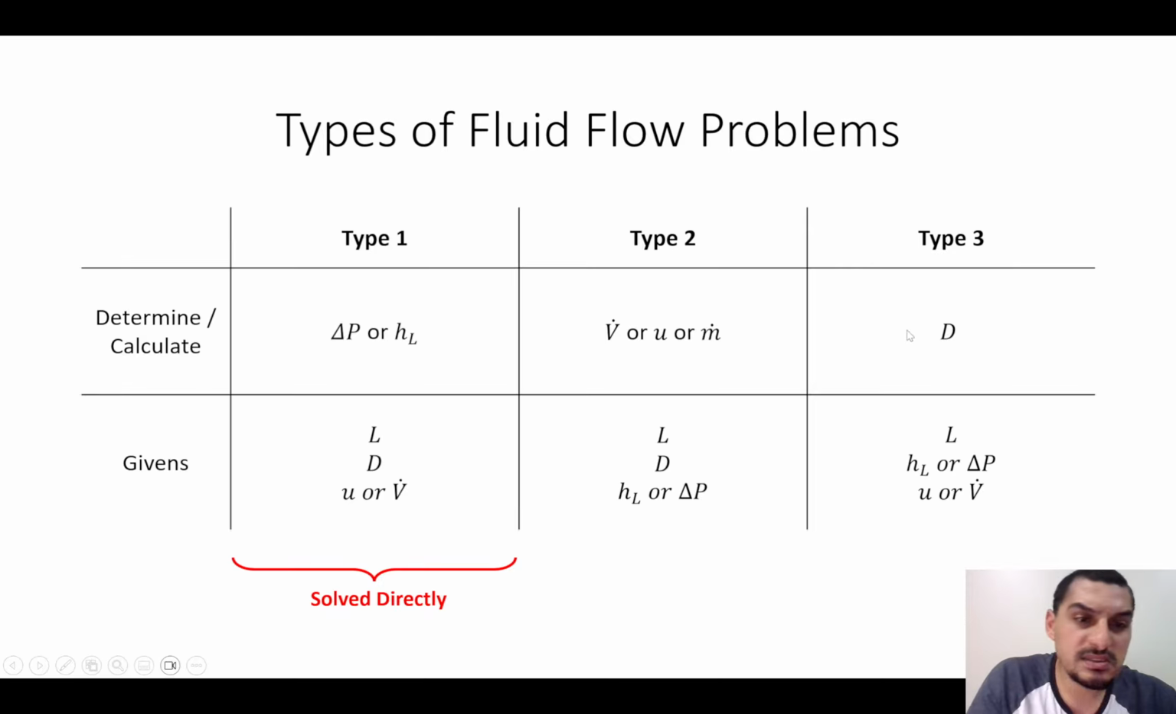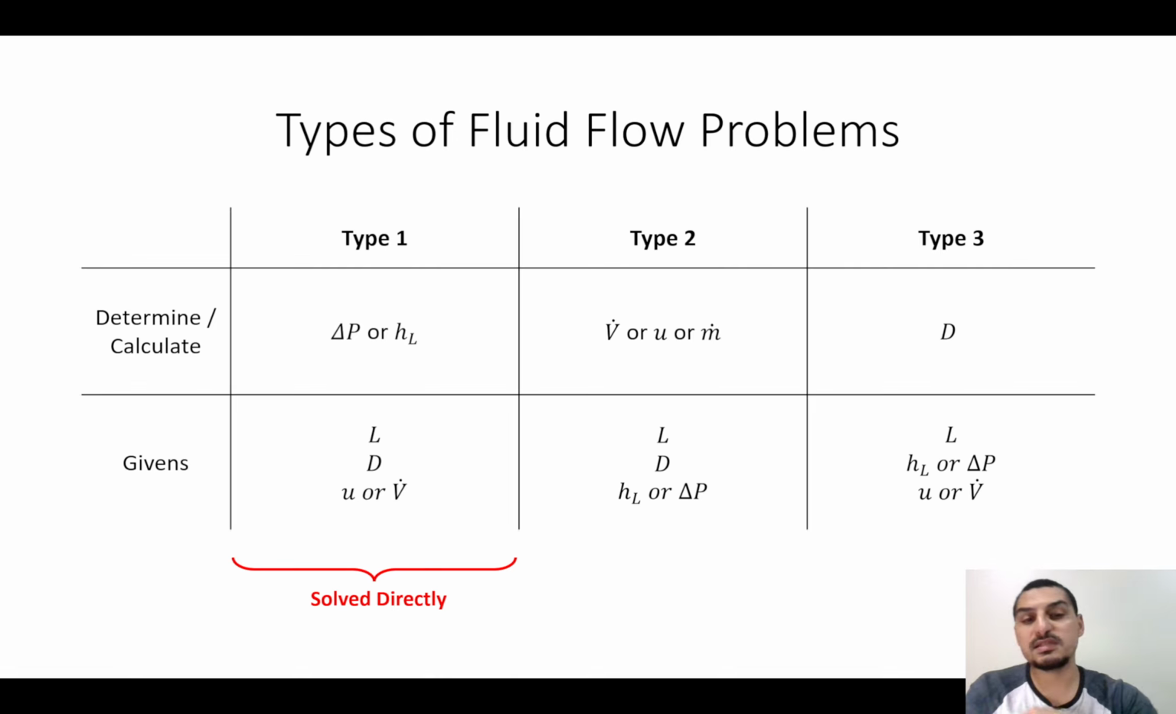The third case is a different case where we want to calculate the diameter, and we know the length and the pressure drop or the losses. We know the rate, whether the mass flow rate, volumetric flow rate, or velocity.